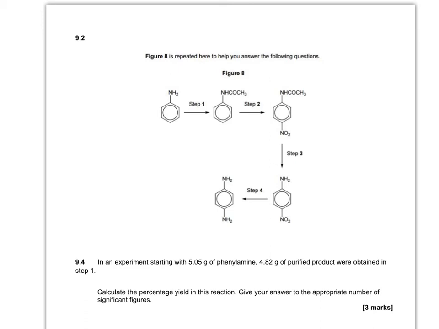In an experiment, starting with 5.05 grams of phenylamine, 4.82 grams of purified product were obtained in step 1. Calculate the percentage yield in this reaction. Give your answer to the appropriate number of significant figures.